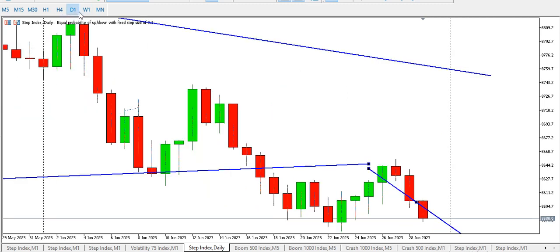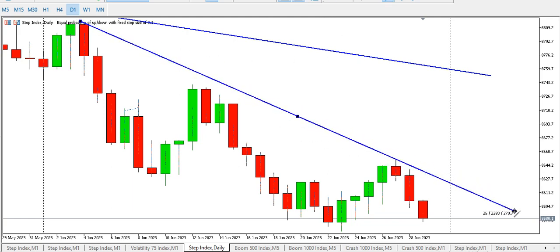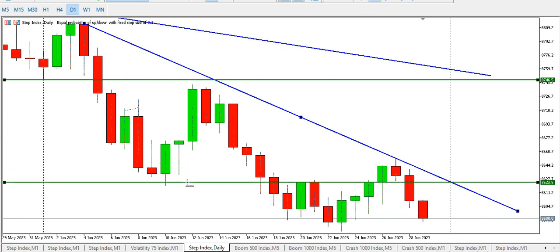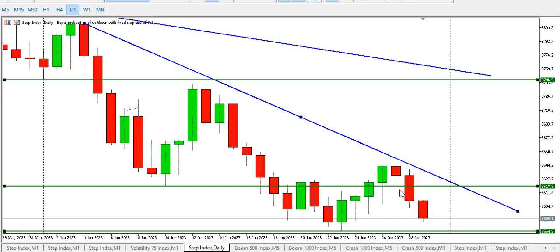On the daily time frame, step index has been bearish, respecting this particular trend line. As price continues to break structure, we have this structure around here broken here. We have another structure around here broken here. This is the structure that got broken around here, and currently we have another structure around here, and price is attempting to drop to that level, which is the 8564 level. All right, that's that for the daily time frame.